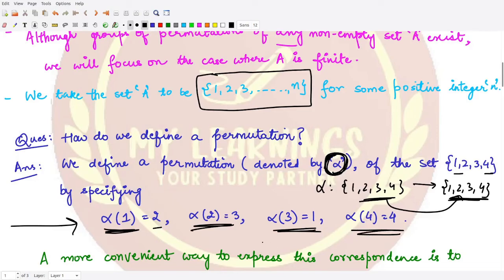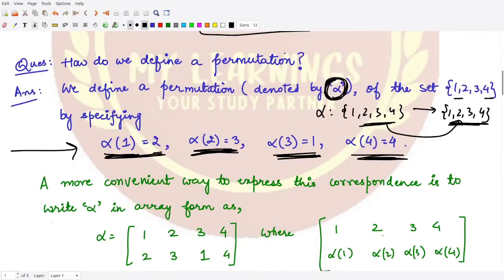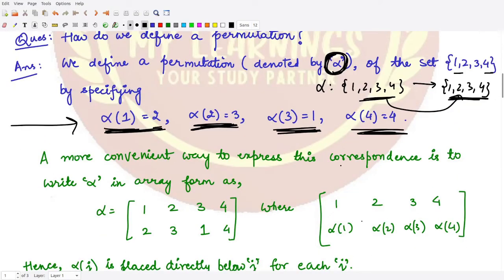We may have different cases also. We will be looking at more examples later on. So let us first try to understand this one. This defines each of the elements under this permutation alpha. Now there is a more convenient way to represent this correspondence in terms of an array. We are very comfortable using matrices. So we write this permutation alpha in terms of an array, where we write the input elements into the first row. They are 1, 2, 3 and 4.